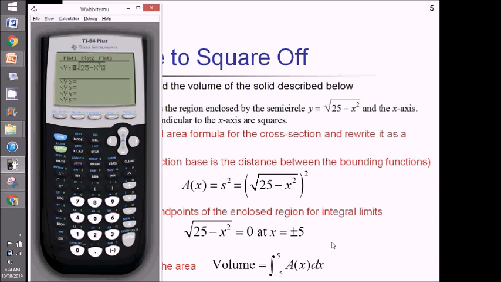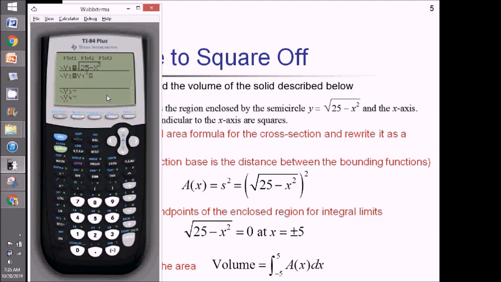So to do this on the calculator, I'm going to start by putting my bounded functions in y equals. This will be y1, and the x-axis is just y equals 0, so I don't really need that. And then in y2, I'm going to put my area function. So that's just whatever y1 was, squared. So alpha trace y1, and I'll square that. Now, yeah, I could have just written 25 minus x squared, but I'm trying to show you kind of a general process you can follow here.